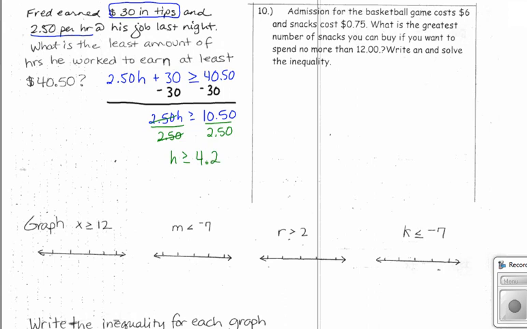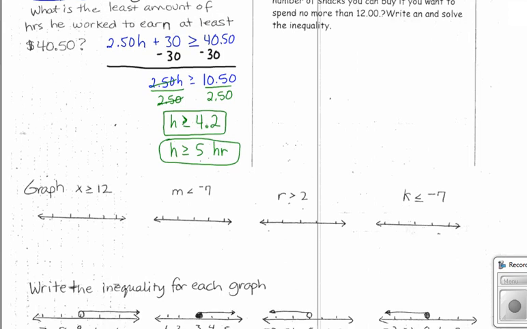So what is the least amount of hours he worked? It has to be at least 4.2 hours. Now generally, you would work the whole hour. So depending on how you wanted to answer this question, if a rational number is acceptable, then you would say 4.2 hours. Sometimes you would need to round up to the next whole number, and in that case you would say the hours is greater than or equal to 5 hours. So depending on how you wanted to interpret the answer, if you wanted to work the whole hour or not.